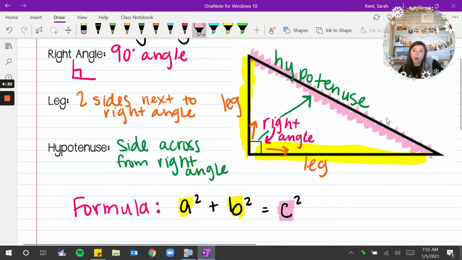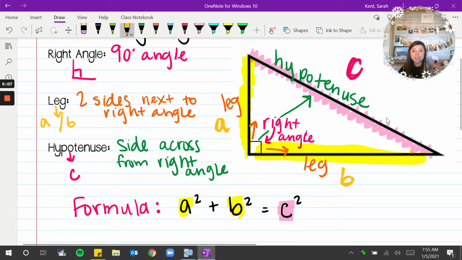So c is always across from the right angle. I can make a note here: my hypotenuse is going to be c. So this will be side c. And then my legs will be sides a and b. I can make this side a and I can make this side b. It doesn't matter as long as a and b are on the legs.